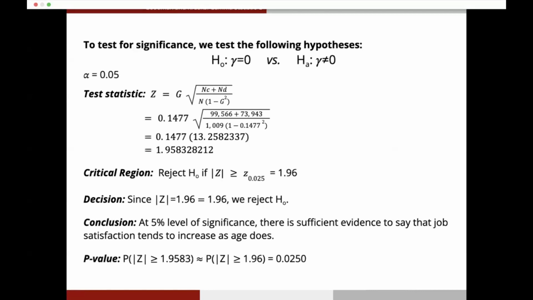We have 1.958 and so on. For the critical region, we will reject H0 if the absolute value of Z is greater than or equal to Z alpha 0.025, kasi dinivide na sa 2 yung alpha since this is a two-sided test. And rounding off, we have the absolute value of Z is equal to 1.96, and equal siya sa ating critical region, so we will reject H0. At 5% level of significance, there is sufficient evidence to say that job satisfaction tends to increase as age does. And for our p-value, we'll just compute the probability that the absolute value of Z is greater than or equal to 1.96, which is 0.0250, less than ito sa ating alpha na 0.05, so reject H0 rin.